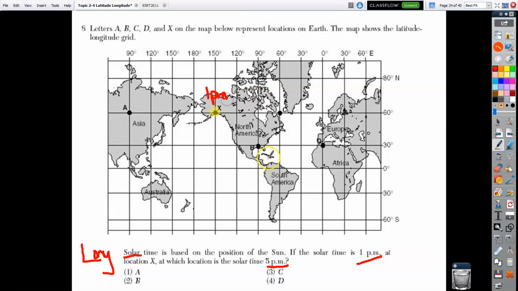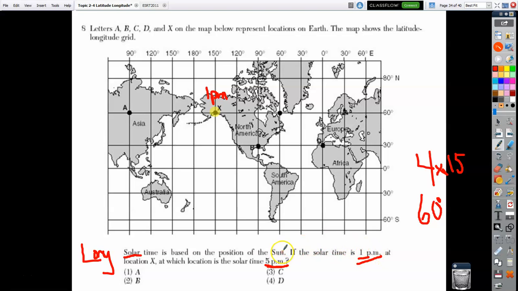Then I have to think about the steps again. How many hours is it from 1 p.m. to 5 p.m.? You would do 5 minus 1. That's 4 hours. Then I say, okay, 4 times 15, right? Because it's 15 degrees rotation per hour. 4 hours difference times 15 gives me 60 degrees.